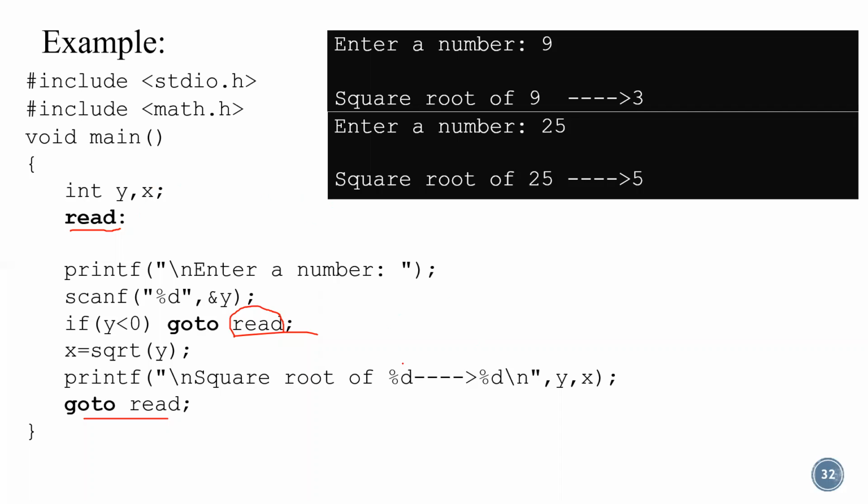So here, what type of jump is it? Pavan. Backward jump, ma'am. Backward jump. This will be a backward jump. Again, this also will be a backward jump, right?